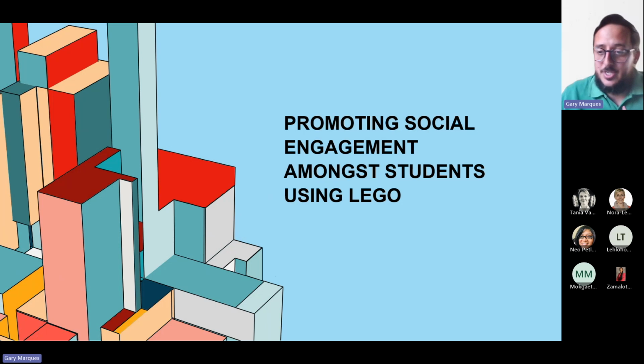So today's presentation, and the paper that's in its infancy at the moment, is about this really great innovation we've brought in using Lego.